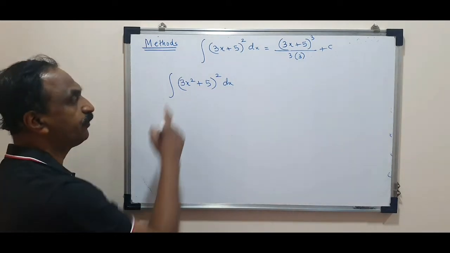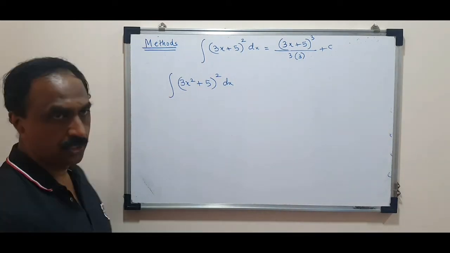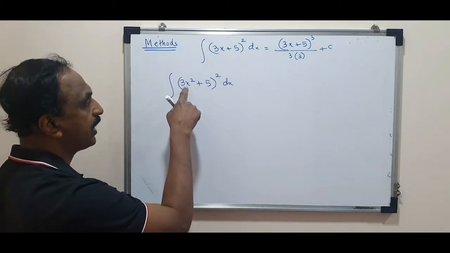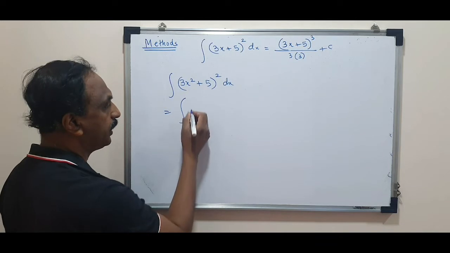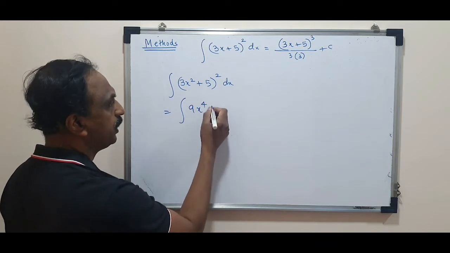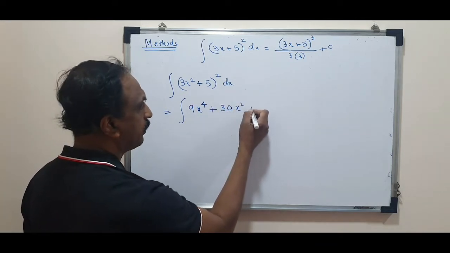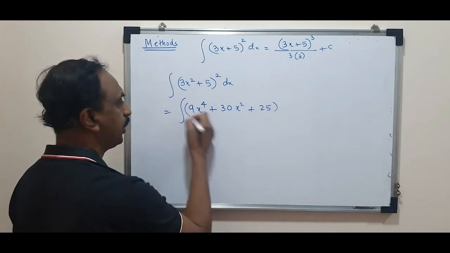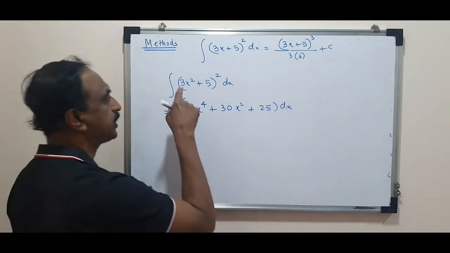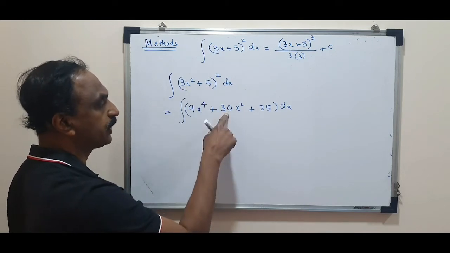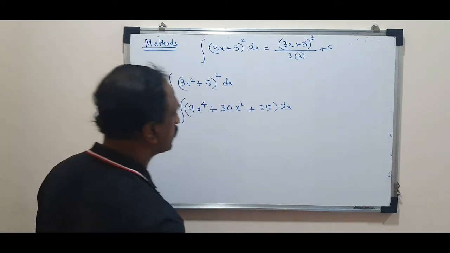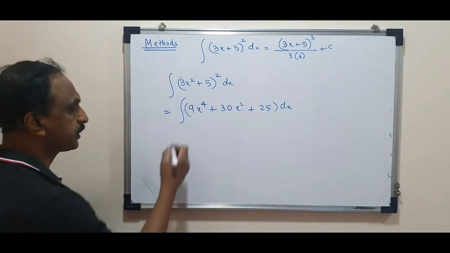So what must we do for such a case? This is my first method. Whenever the power is there, and it is not linear, expand it, using the a plus b whole square formula: 9x raised to 4 plus 30x square plus 25. I hope it's correct, check the expansion. 3x square the whole square is 9x to the 4. 3 into 5, 15, into 2, 30x square, plus 25. Then you can separate and integrate.